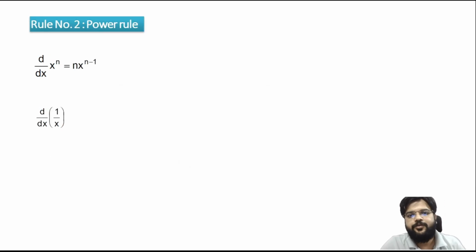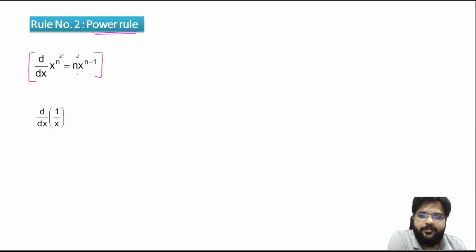Let's see the next rule, everyone. Rule number 2, power rule. So here we have x power n, correct? x is the variable and this variable has n power. So if you want to do a differentiation of x power n, after doing the differentiation, what will we get, everyone? n x power n minus 1, correct? So n is what? It is the power. So we write the power in the front, then we write x, and then we subtract 1 from this power, and then we get the differentiation of x power n. So like this you have to remember it.